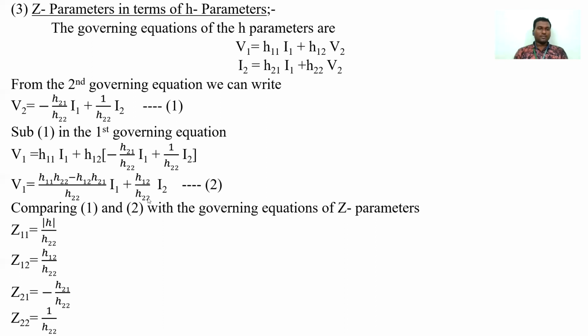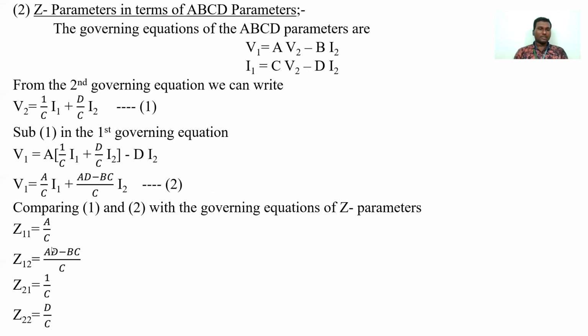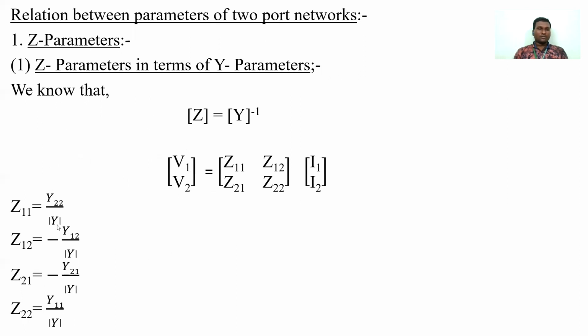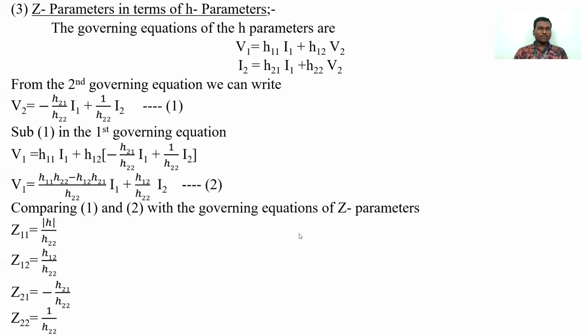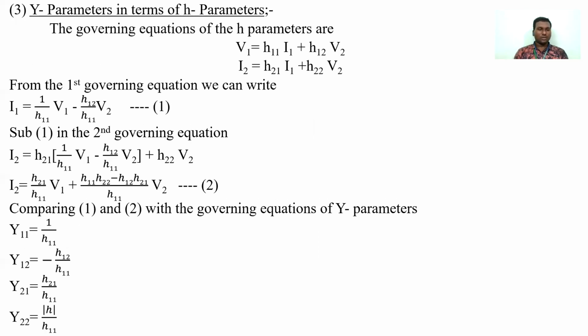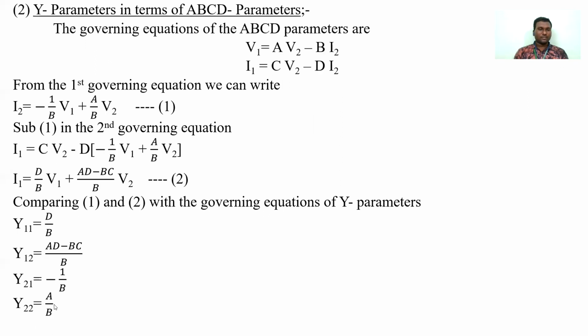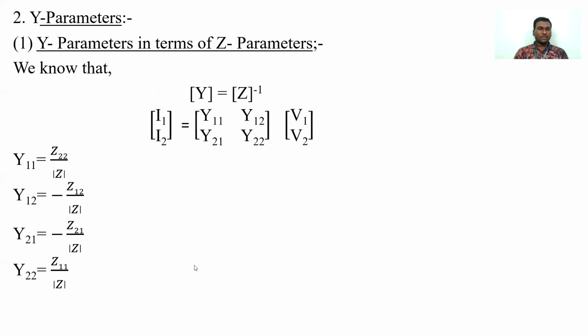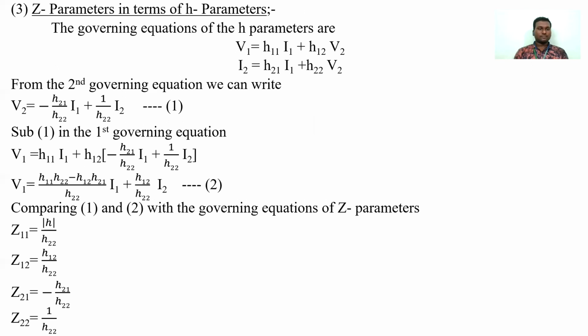Once the denominator is fixed, you'll get the same denominator for all the values. Here also you see, you'll get the denominator C for all the values. Here also, determinant of Y for all the values. So denominators will be the same while doing the relationships. If you see the next parts also, all the denominators will be the same, but for different parameters the denominator values will vary. This is for Z parameters in terms of Y parameters, ABCD parameters, and H parameters.